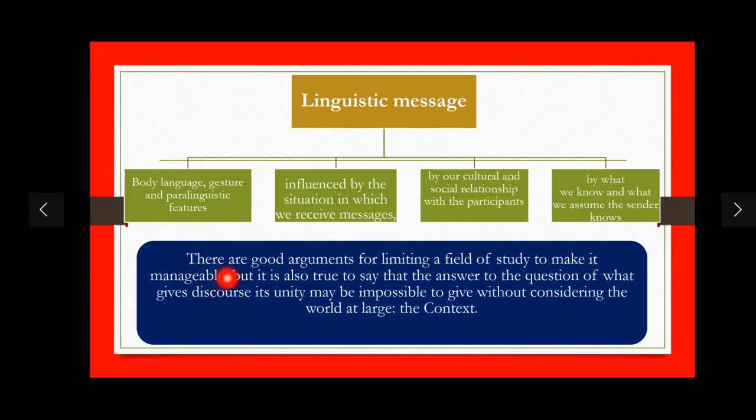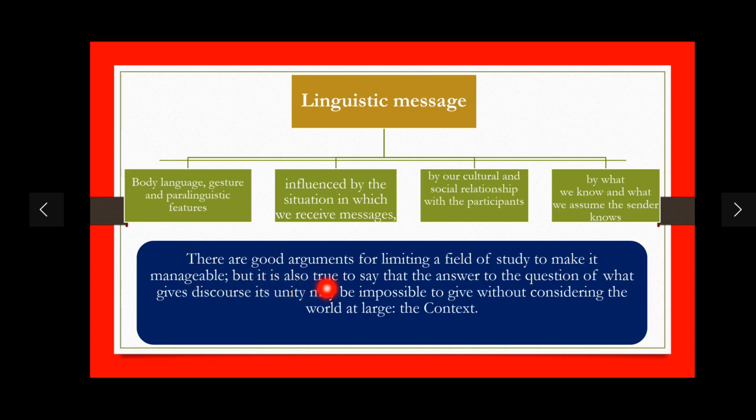So there are good arguments for limiting a field of study to make it manageable. We can limit a field of study in order to make it manageable if we leave out the context. But once we leave out the context, we will also miss coherence. We will also miss unity.